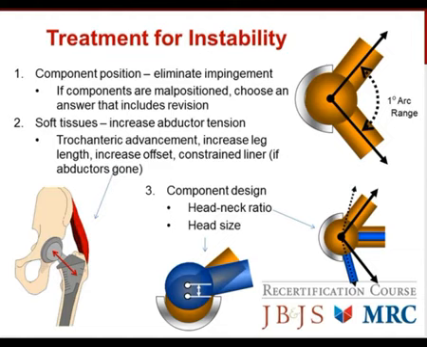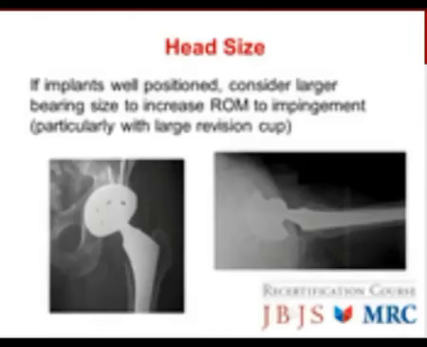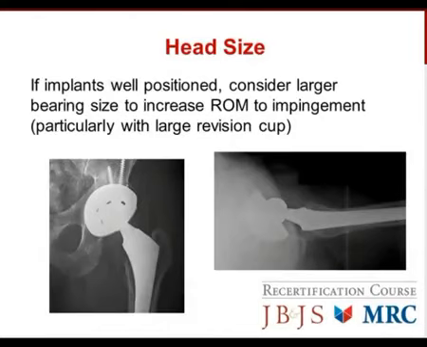If it's a soft tissue problem, increasing the abductor tension can be done through trochanteric advancement, increasing leg length, increasing offset, and then finally using a constrained liner if the abductors are truly deficient. Remember that increasing head size and increasing head-neck ratio is also important in improving hip stability. If you have a physician who has well-positioned implants, I think it's reasonable to upsize the femoral head, as we've mentioned, particularly in cases like this where there is already a large revision cup. Improving the head size relative to the cup can be helpful in maintaining stability.